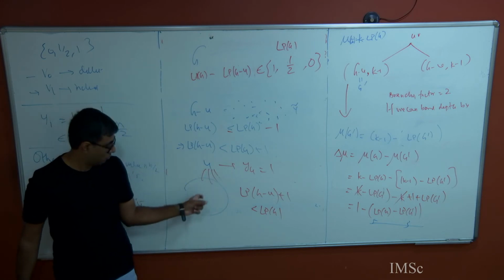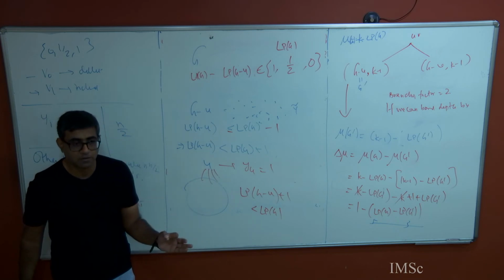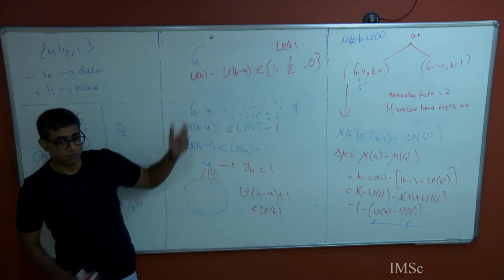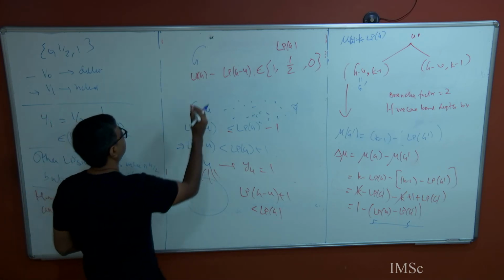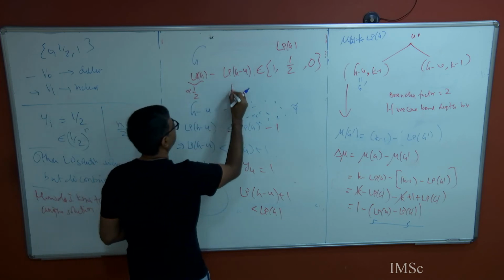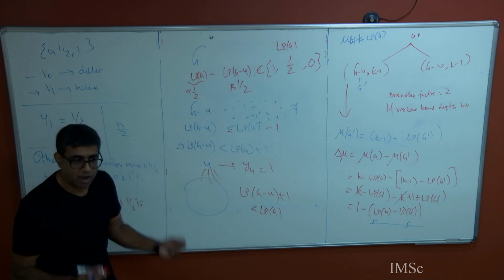Think of it this way. What is the value of LP in any graph? It's a multiple of half, because every value is 0, half or 1. Right? So think of it this way. This is some alpha times half. What is this? This is beta times half. But they all are multiples of half.